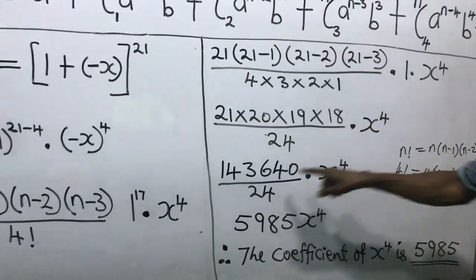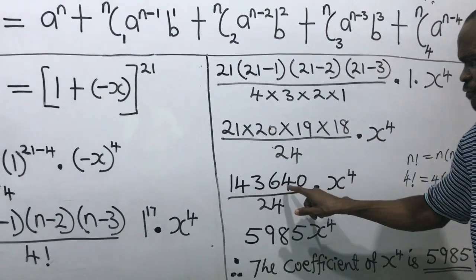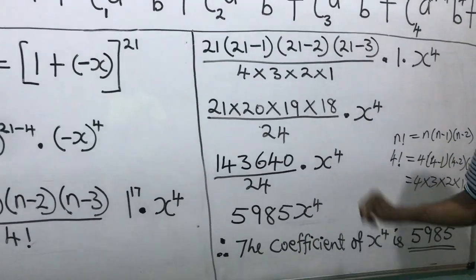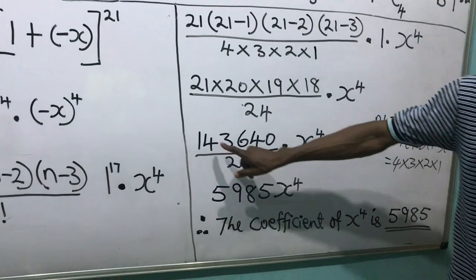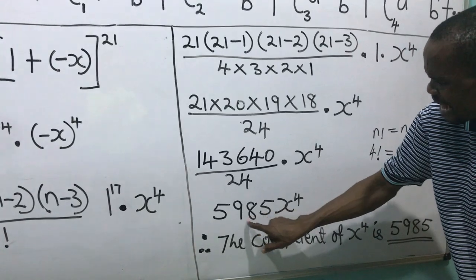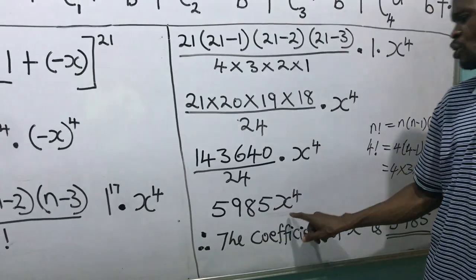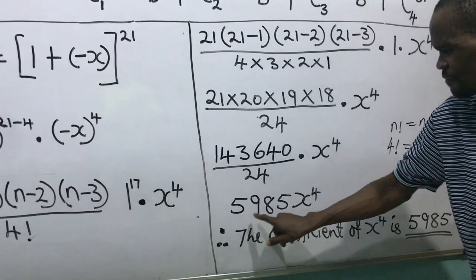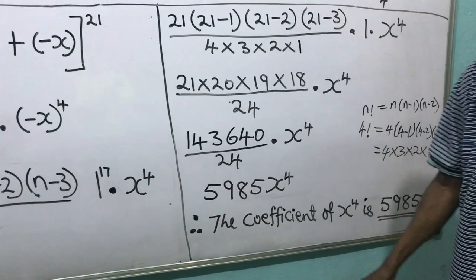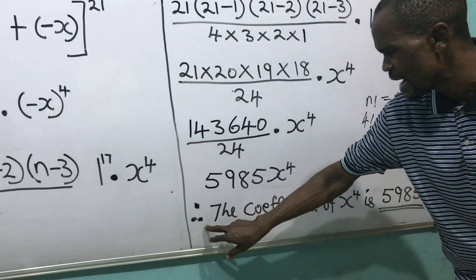Then times this will give me 143,640 over 24 dot x raised to power 4. Then when we divide this by 24, we have 5985 x raised to power 4.